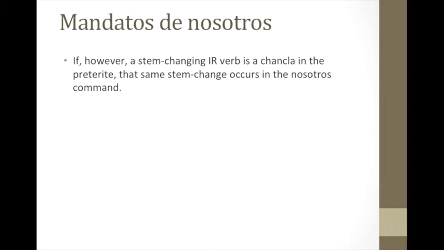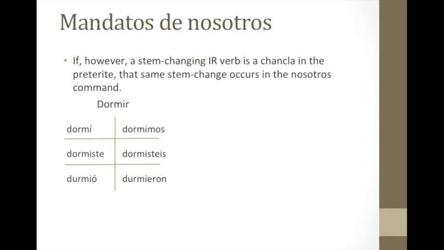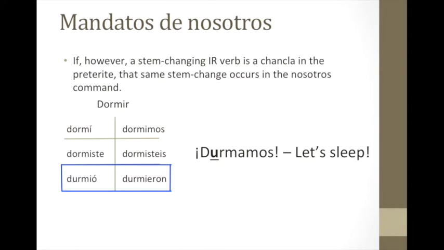Stem changes that will occur, however, and we're not going to dive too deep into this, are if the verb is a stem-changing IR verb in the preterite tense, a chancla verb. That same stem change would occur in the nosotros command. For example, the verb dormir, "to sleep." In the preterite tense, dormí, dormiste, durmió, dormimos, dormisteis, and durmieron, the bottom two change O to U, the chancla, the sandal stem change. That O to U is actually going to apply to the nosotros command. So instead of dormamos, we're going to say durmamos with a U, flipping our ending, of course, with the -amos ending.